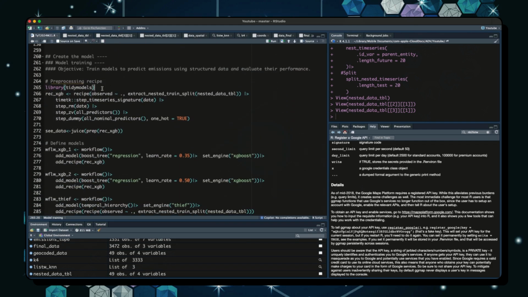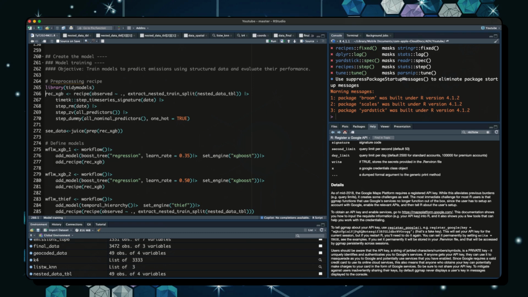To create the models, we need to load the tidymodels library and create a recipe that tells the model that we are going to predict the observed value over everything else that there is in our dataset. And of course, the dataset that you need to look at is the nested data table, but first extract the train so you can train.